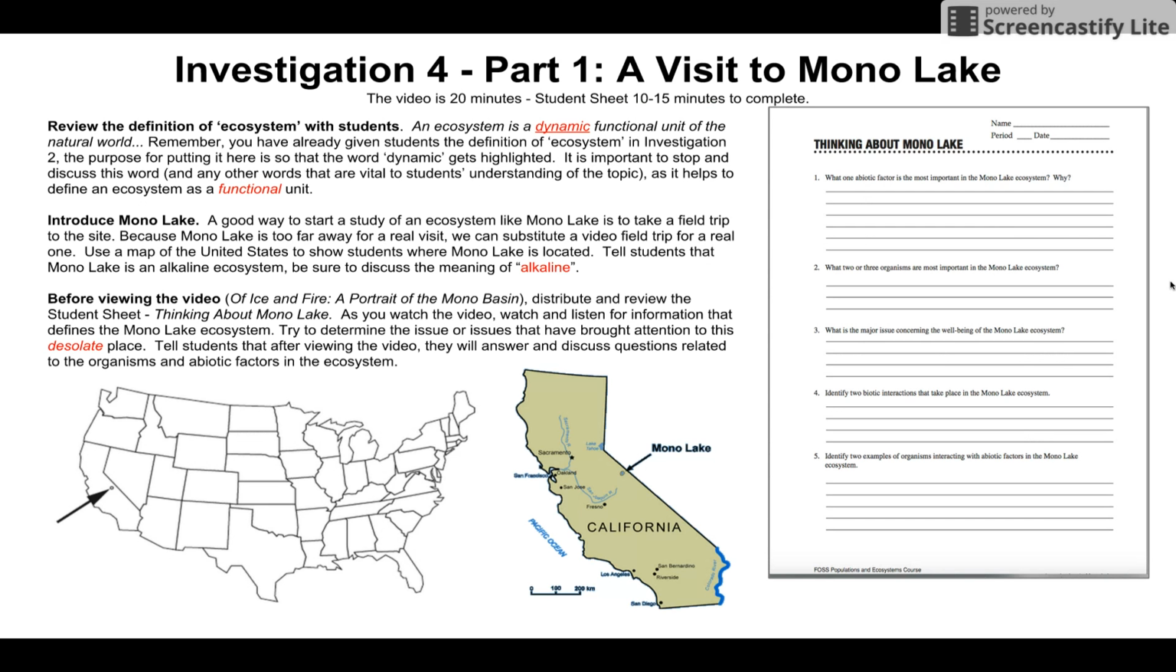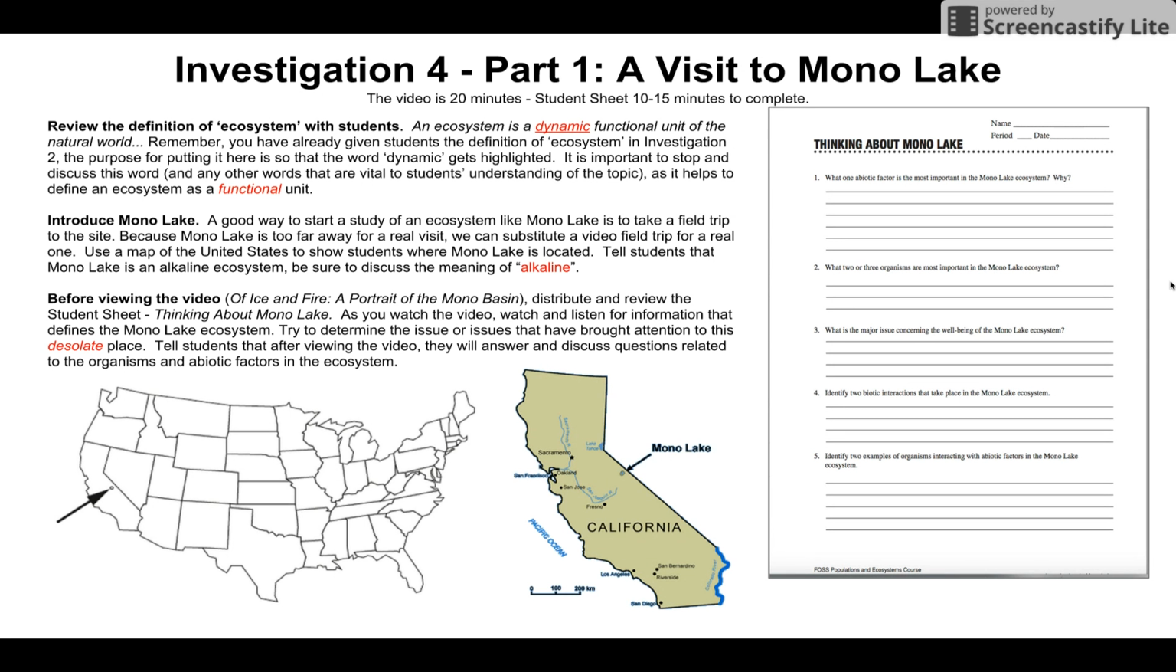Investigation 4, Part 1, A Visit to Mono Lake. Review the definition of ecosystem with students. An ecosystem is a dynamic, functional unit of the natural world. Remember, you've already given students the definition of ecosystem in Investigation 2. The purpose for putting it here is so that the word dynamic gets highlighted. It is important to stop and discuss this word, as it helps to define an ecosystem as a functional unit.